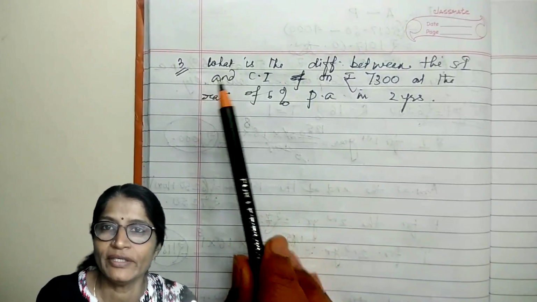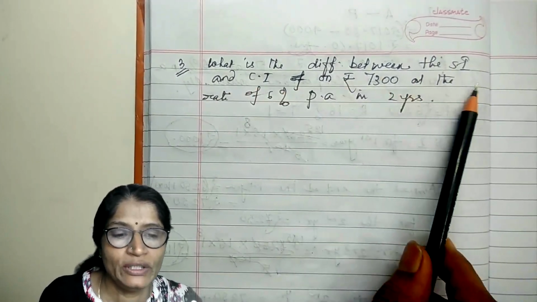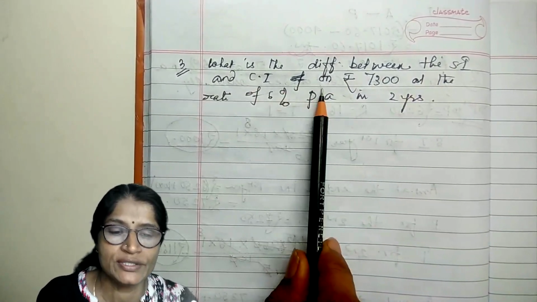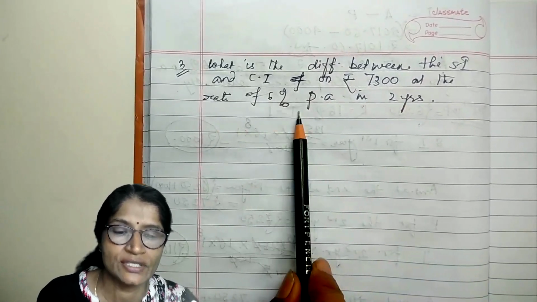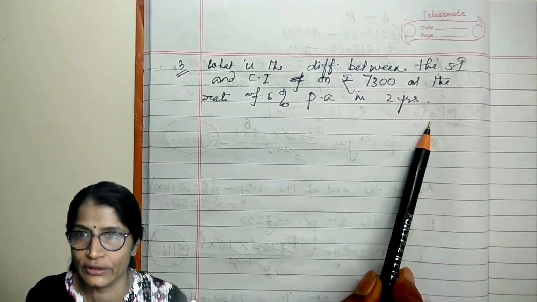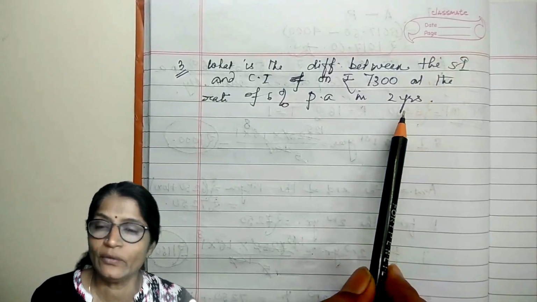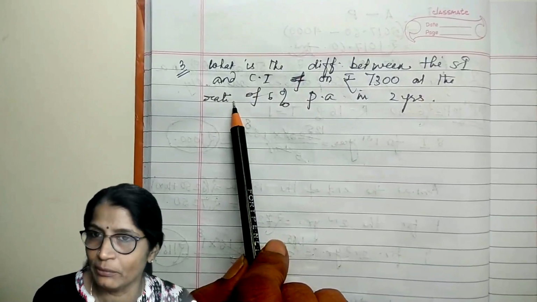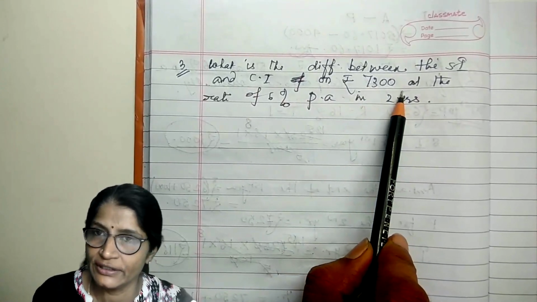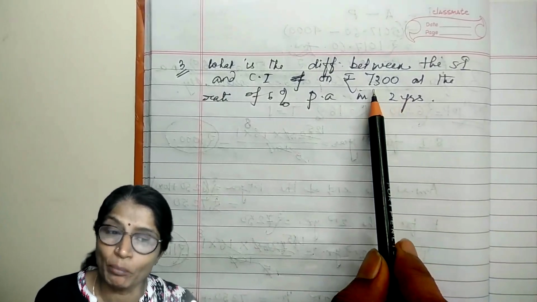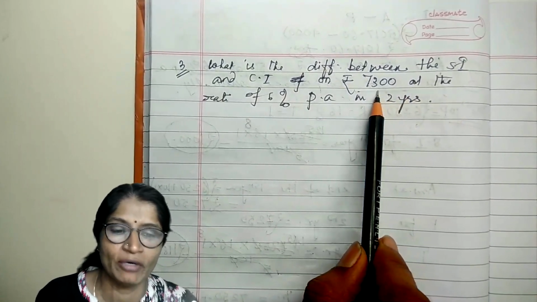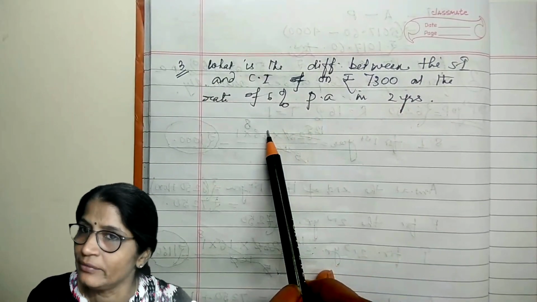Okay, next sum is, what is the difference between the simple interest and compound interest on rupees 7,300 at the rate of 6% per annum in 2 years? So here what you have to do, you have to calculate first the simple interest on 7,300 rupees for 2 years, and then you have to calculate the compound interest on the same sum of money for 2 years and at the same rate of interest.